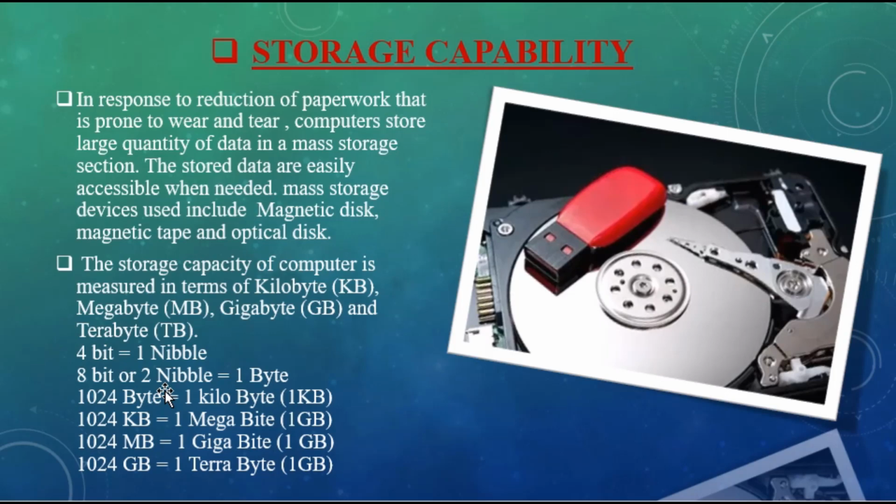Storage capacity of computers is always measured in terms of bytes. We have the kilobytes, megabytes, gigabytes, and terabytes. We start from the lowest unit of bits to the highest unit of terabytes, and all the conversions are as shown below. We have 4 bits, which is equivalent to 1 nibble. 8 bits, that is 2 times the 4 bits, is simply 2 nibbles or 1 byte. 1 kilobyte is equivalent to 1024 bytes, and 1 megabyte is equivalent to 1024 kilobytes, so on and so forth. Keep in mind the conversion of memory storage capacity.